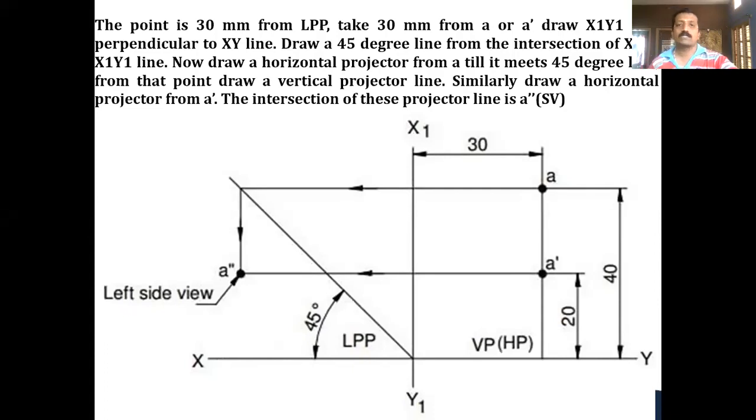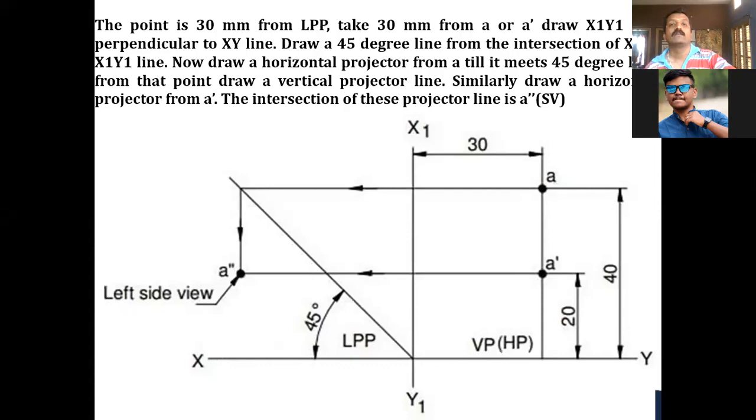Okay. So this completes your projection of points chapter, where we have considered all the four quadrants, even the second and the fourth quadrant, wherein the planes will overlap as well as the views will overlap. So we have considered all the four quadrants. Now let me take up the projection of straight line.